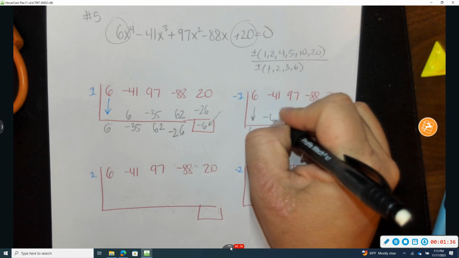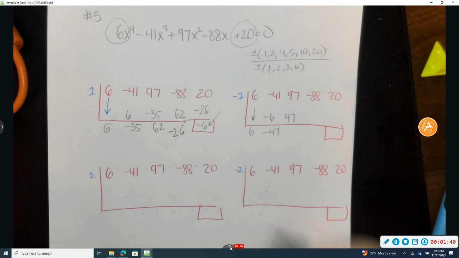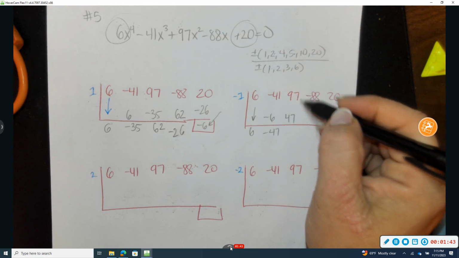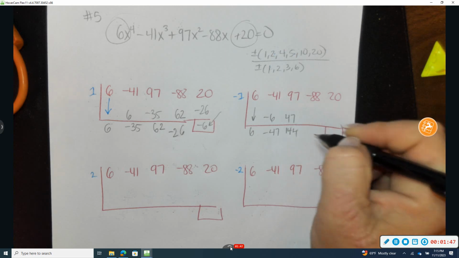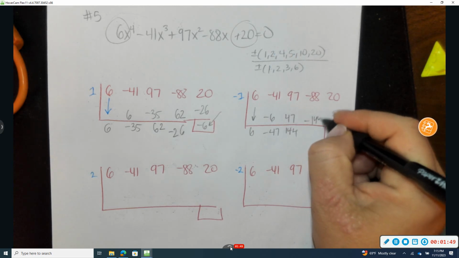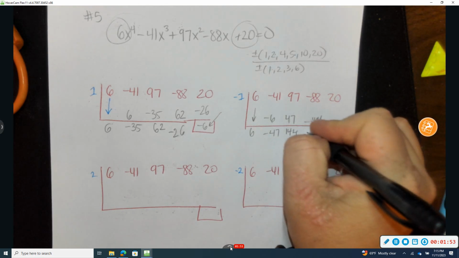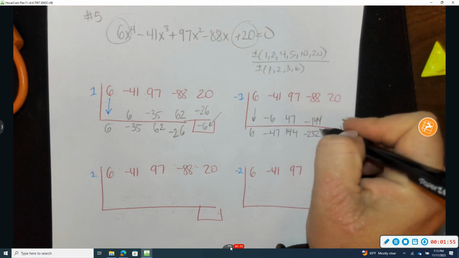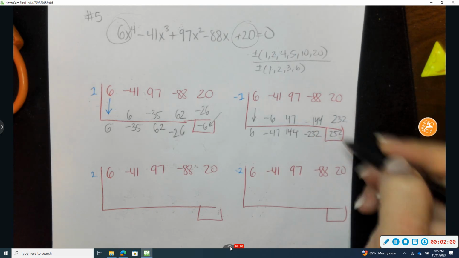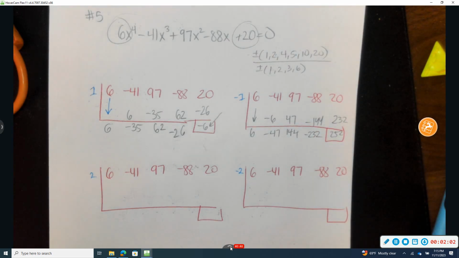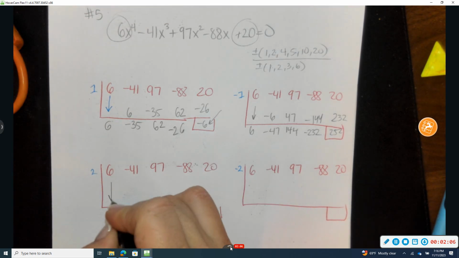Dropping down 6 and multiplying, I have -47 multiplying, +47. Okay, so when I'm combining these, I get 14, carry the 1, it's 14 again. Oh my goodness, -144, 144 plus 88, -232, it's a positive 232, 252. Again, output is not 0. I know that -1 is not a solution. Let's hope 2 or -2 work.